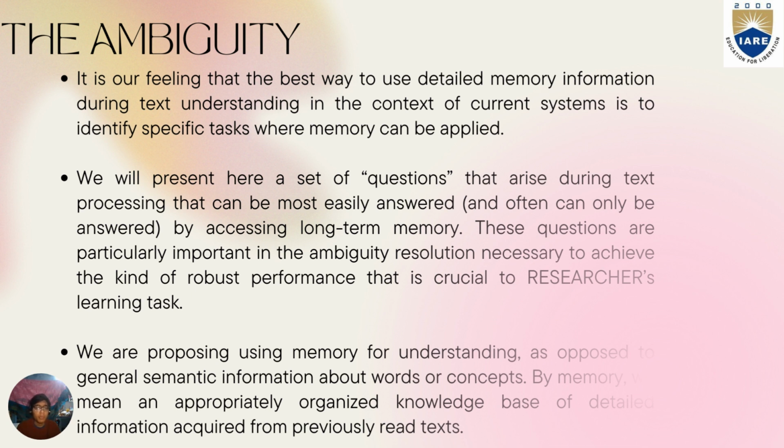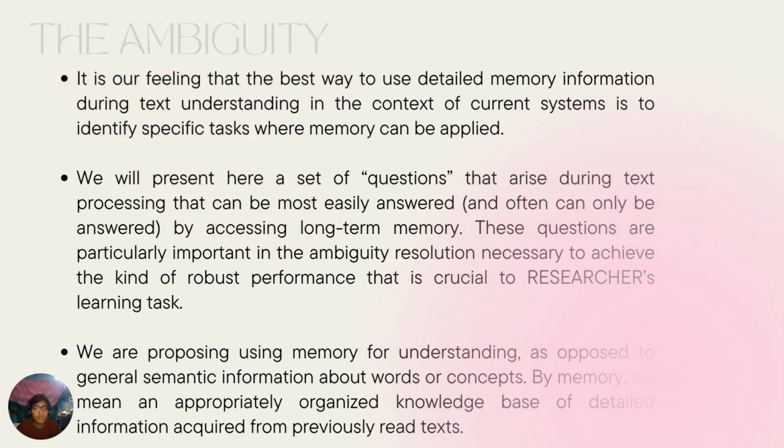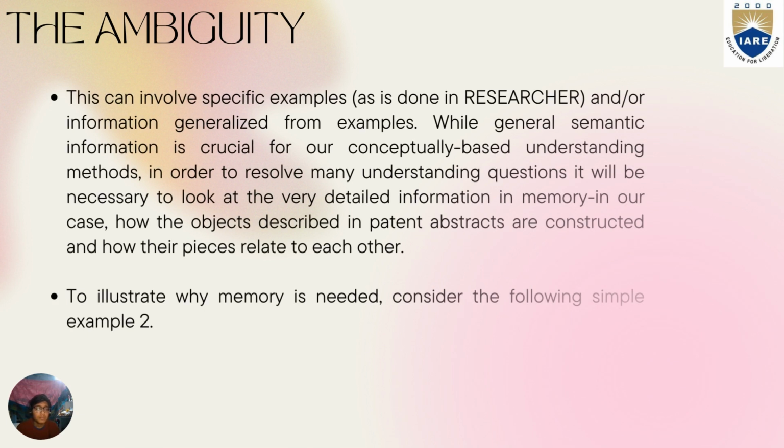By memory, we mean an appropriately organized knowledge base of detailed information acquired from previously read text. This can involve specific examples and/or information generalized from examples. While general semantic information is crucial for our conceptually based understanding methods, in order to resolve many understanding questions, it will be necessary to look at the very detailed information in memory, in our case, how the objects described in patent abstracts are constructed, and how they relate to each other.